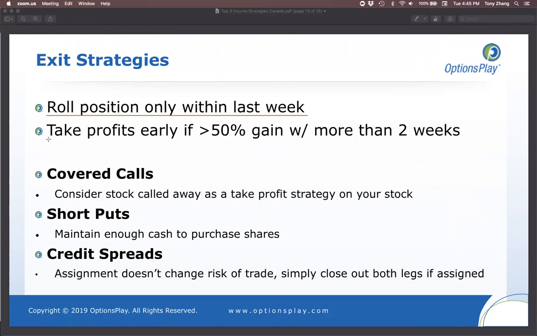And if you do need to take profit early, the rule of thumb, generally speaking, is that you only want to take profit early if you have more than 50% gains and there's still more than 2 weeks left to expiration. So if you sold the covered call for $1, it's now trading at 20 cents, but you still have 2.5 weeks left to go, that's a good time to consider taking profits early and maybe selling another covered call.